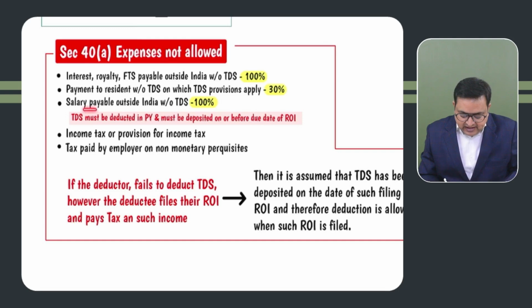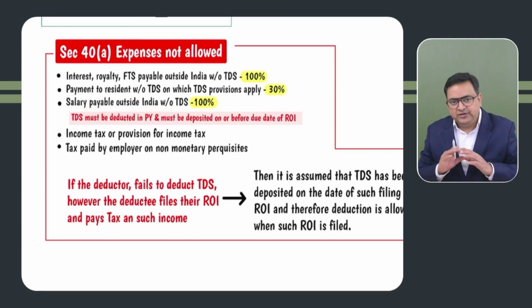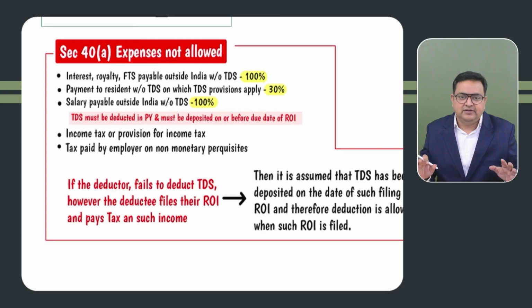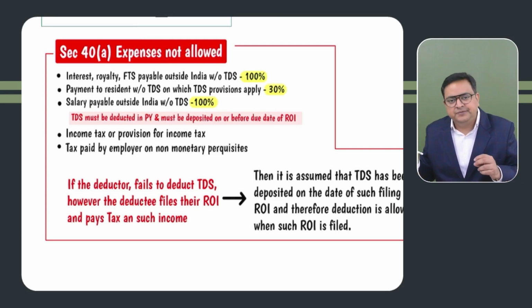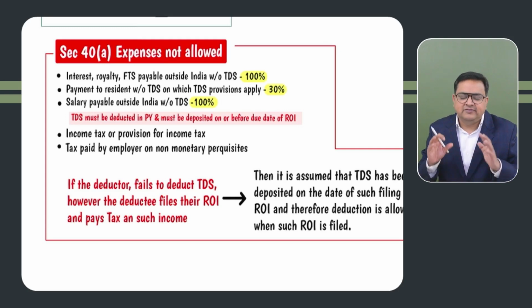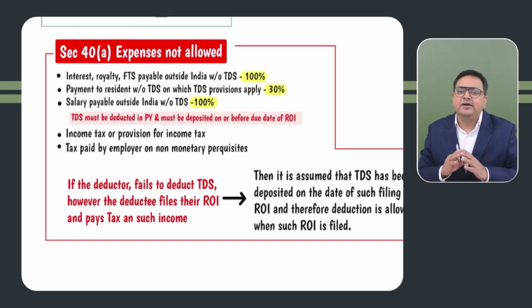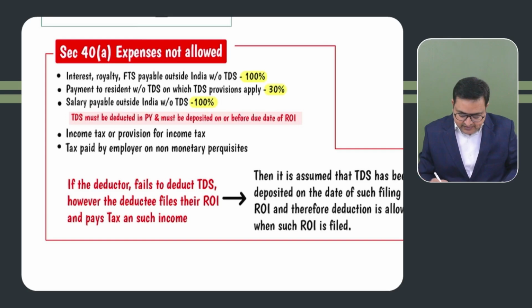Got it? Salary payable outside India without TDS, 100% will be disallowed permanently. Even if you deposit this TDS at a later date, it will not be allowed. For salary, they will have specifically mentioned that it will be permanently disallowed, right?